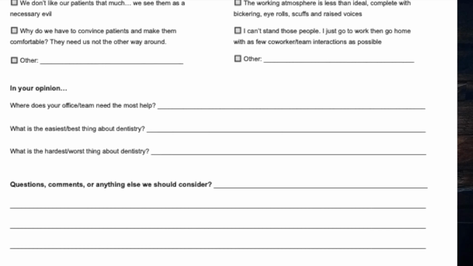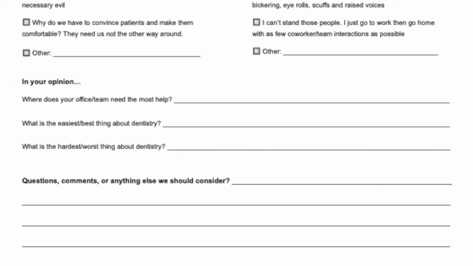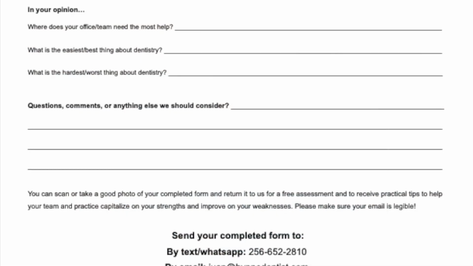Okay, so just go through all these with an open mind of, well, how is my experience at the practice actually? The 3 sections down here for self-evaluation are, in your opinion, where does your office or team need most help? What is the easiest, best thing about dentistry? And what is the hardest and worst thing about dentistry? So this is for you to sort of have a heart-to-heart with yourself and get to understand where you stand. And then there's another section for just questions, comments, or anything else you would like to consider. Again, if you'd like to send me this, just take a photo of it with your phone. It's very simple. This is not very official.